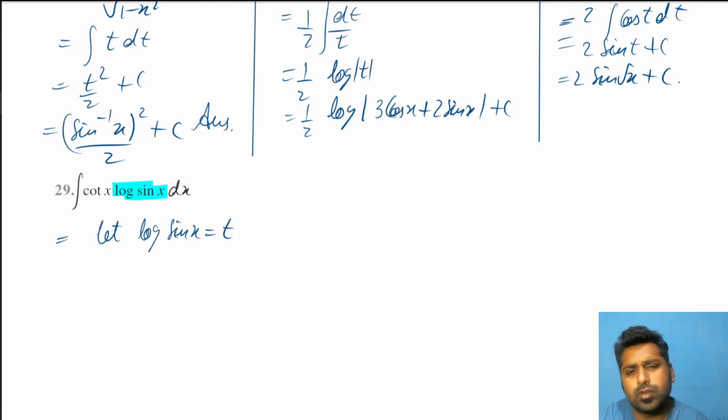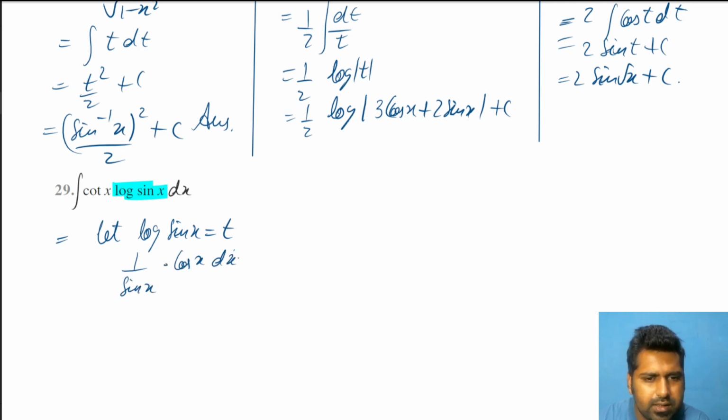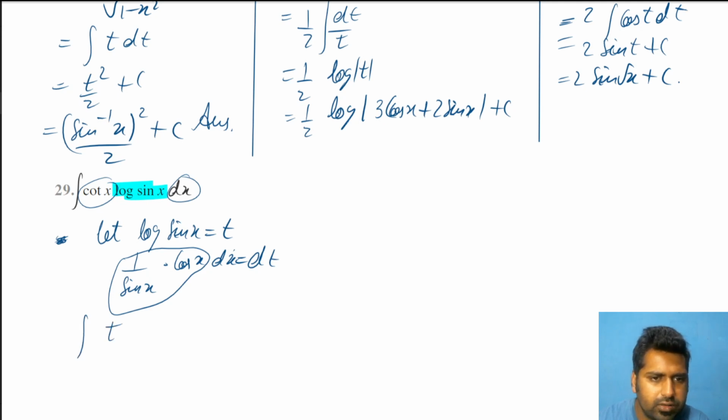What is the differentiation of log sin x? Log differentiation is 1 by sin x, and then sin x differentiation is cos x dx. Isn't this the cot? This is cot x dx. So the substitution is working. So the integration: log sin x was t, cot x dx is dt. After that it's done: t square by 2 plus c.